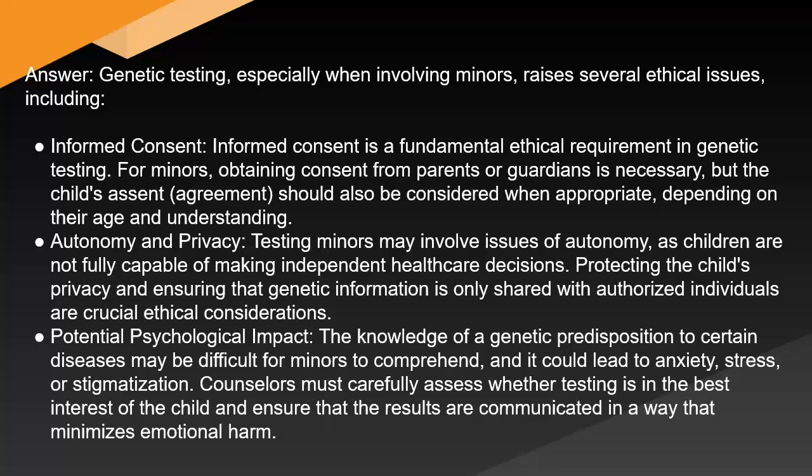Autonomy and privacy. Testing minors may involve issues of autonomy, as children are not fully capable of making independent healthcare decisions. Protecting the child's privacy and ensuring that genetic information is only shared with authorized individuals are crucial ethical considerations. Potential psychological impact. The knowledge of a genetic predisposition to certain diseases may be difficult for minors to comprehend, and it could lead to anxiety, stress, or stigmatization. Counselors must carefully assess whether testing is in the best interest of the child and ensure that the results are communicated in a way that minimizes emotional harm.